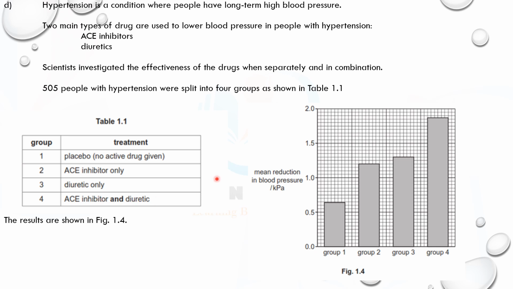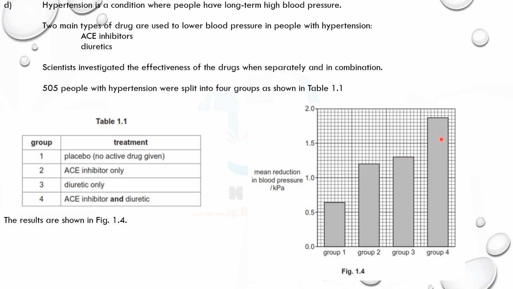So if you are asked to discuss this result, what are you going to say? Just pause the video and discuss the results, if you're asked to discuss it. Of course, you can tell them based on this result that group 4, which is ACE inhibitor and diuretic, gives the largest mean reduction in blood pressure. That makes sense. But we cannot count on this.